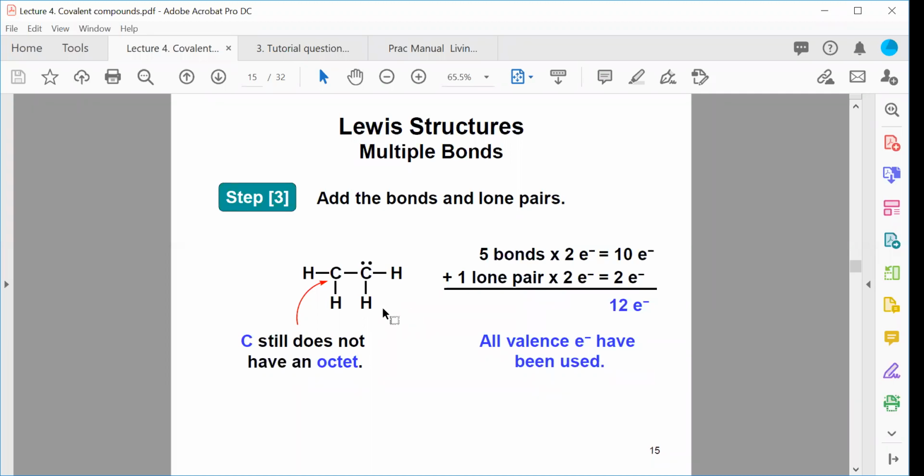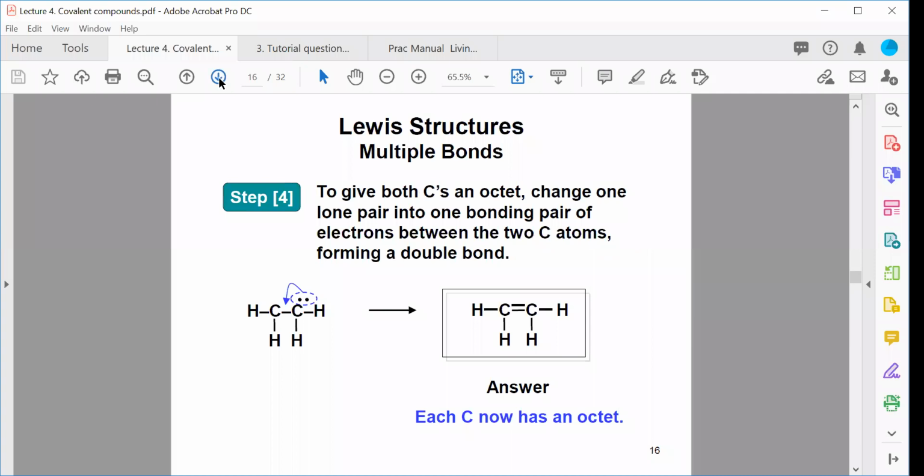Okay, very odd place, isn't it? All right, so the reason that was done there, I would say, would be just to illustrate that all 12 valence electrons have been used. But of course, you can see already that there's a problem with that. And that is that this carbon does not have an octet of electrons. This one does, but not that one.